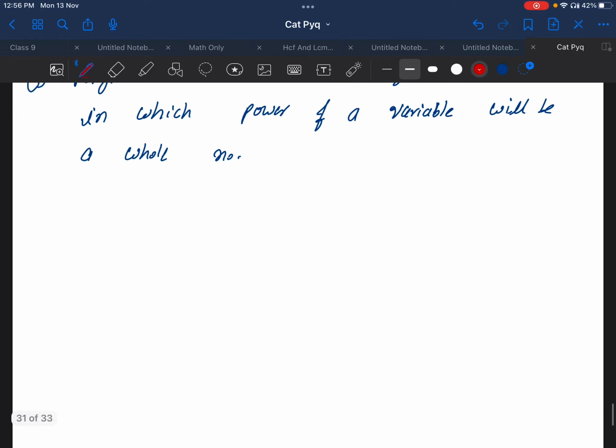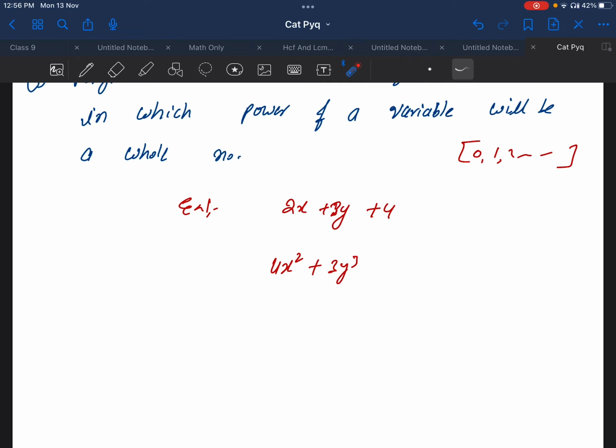Let's take some examples. 2x plus 3y plus 4 is a polynomial, because we can clearly see that the power of a variable is a whole number. Whole numbers start with 0: 0, 1, 2, 3. Let's take a second example, 4x square plus 3y cube. This is also a polynomial because the power of a variable is a whole number.